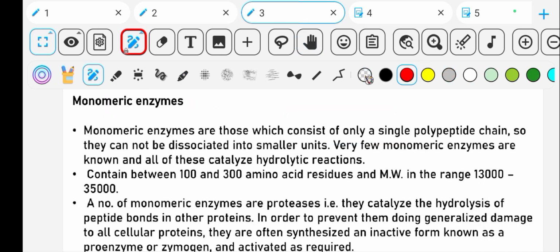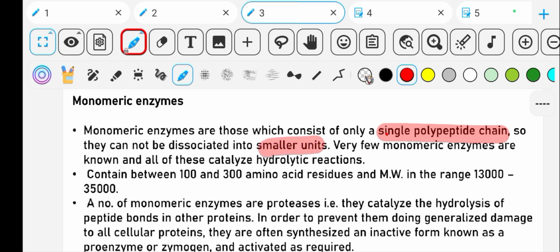In the basic introduction, monomeric and oligomeric enzymes are classified on the number of polypeptide chains present in the enzyme, right? Enzymes are biological catalysts that speed up biochemical reactions without being consumed. So let's begin with monomeric enzymes. Monomeric enzymes are those which consist of only a single polypeptide chain, so they cannot be dissociated into smaller units.